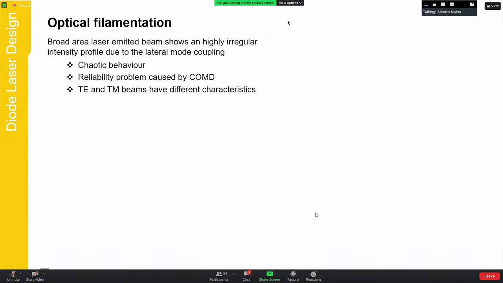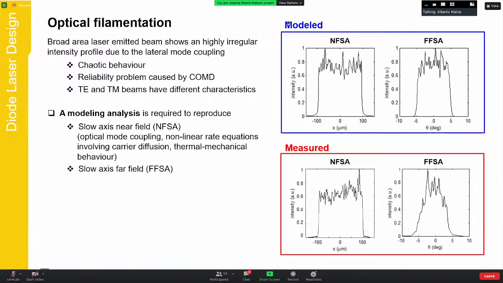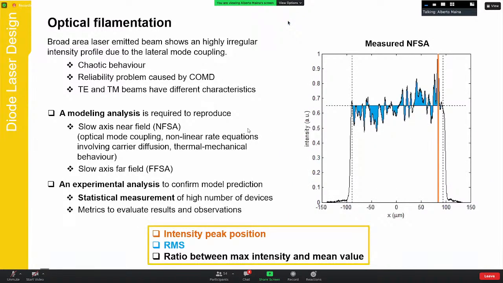Another important problem is the optical filamentation, which is defined as the high irregularity of the emitted profile. This is a phenomenon that has a chaotic behavior, which implies a reliability problem caused by COMD, catastrophic optical mirror damage. Moreover, we observe that TE and TM beams have different characteristics. So modeling and an experimental analysis are required. The first is necessary to reproduce the slow axis near field and far field beam. In the figure, modeled and measured beams are represented, while the experimental analysis is necessary to confirm model predictions.